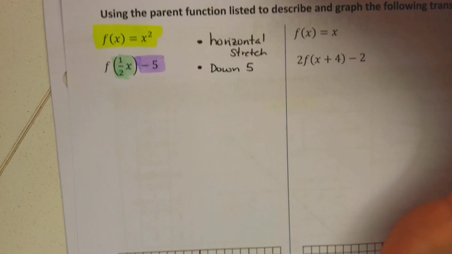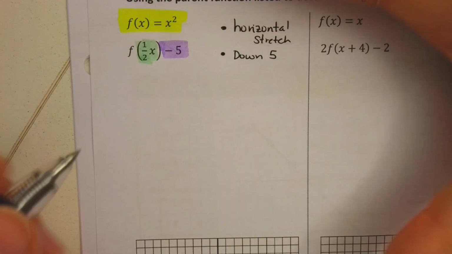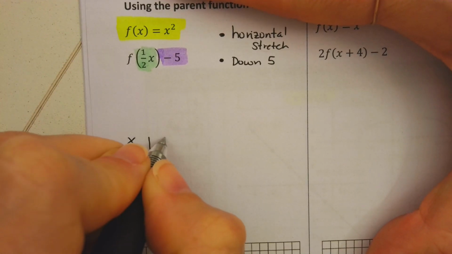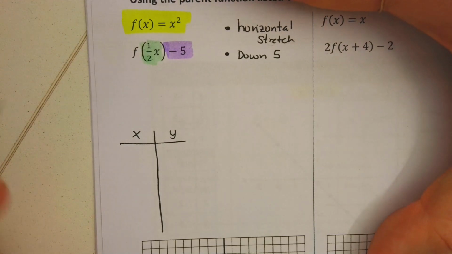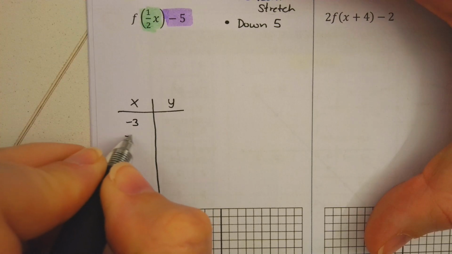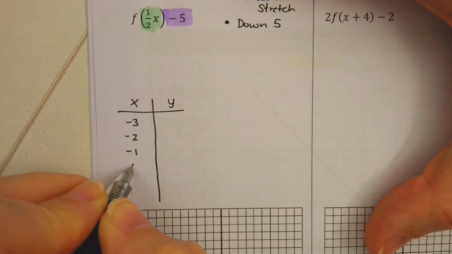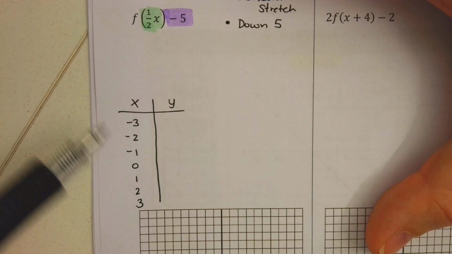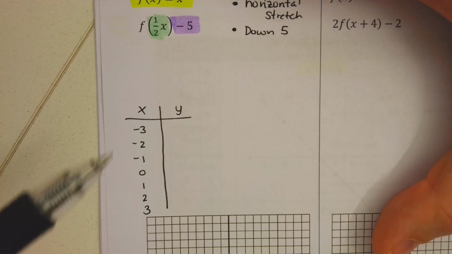Okay, and then I'm going to start by just writing my parent function table. Again, you don't have to flip back and forth and be like, what is it again? I'm going to start by just writing x values, some negatives, 0, and a positive. -3, -2, -1, 0, 1, 2, and 3. And then to find the corresponding y values, you just need to square the x values.